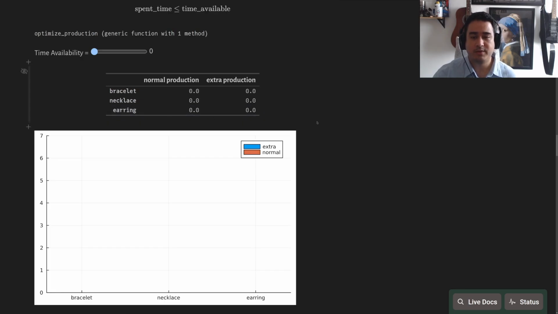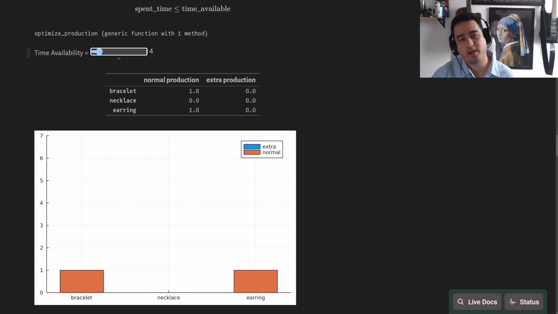So now looking at the results, here we have the time availability, 0 hours at start. If I increase this to 1, nothing changed because the minimum production, I think it took 2 hours or 1.5 hours. If I use 2 hours, I'm gonna have a single earring, and you can see here that the normal production was used, not the extra, because the model is right. If you have 3 hours, it's best to build one bracelet instead. It gives you more money. If you have 4 hours, you can build a bracelet and an earring.